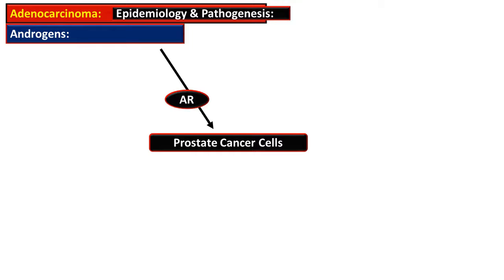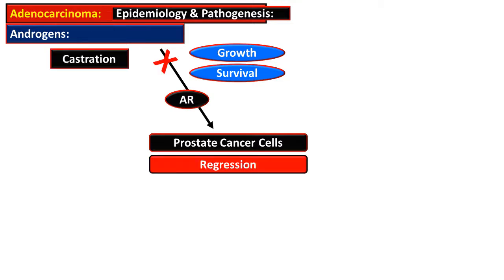The prostate is an organ that is dependent on androgens, and through androgen receptors the growth and survival of this prostate cancer cell is possible, and if castration is performed it will result in regression of the tumor due to blockade of androgen or androgen receptor or anywhere in this mechanism, as 90% of the testosterone is secreted from testes and 10% of this testosterone comes from adrenal.